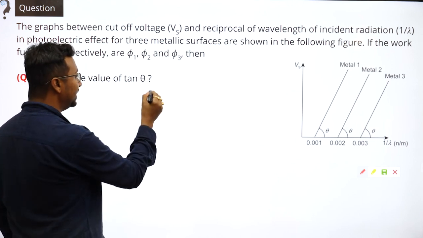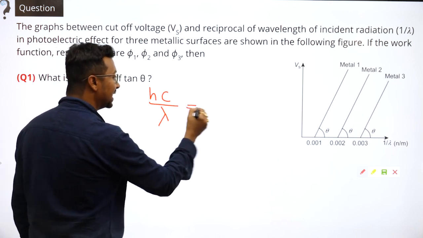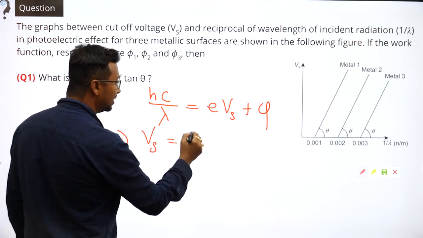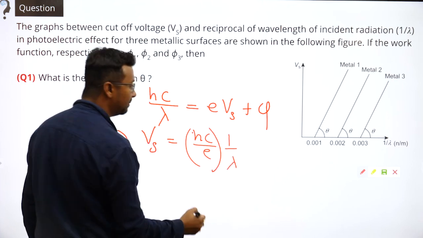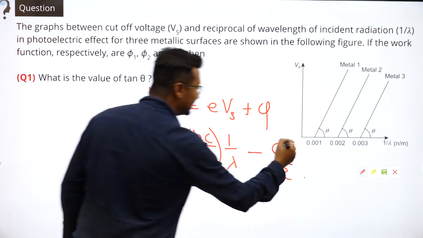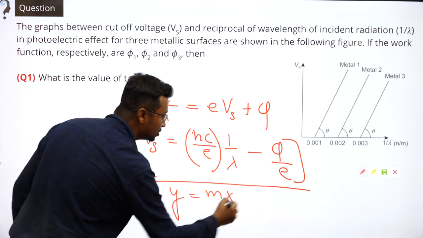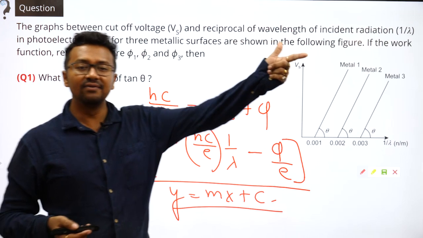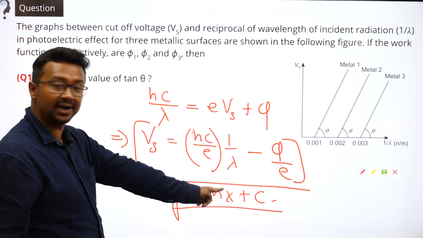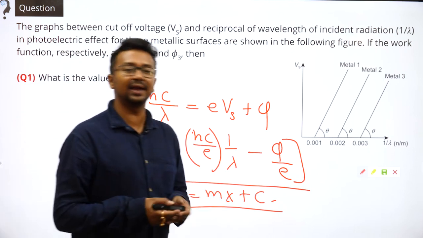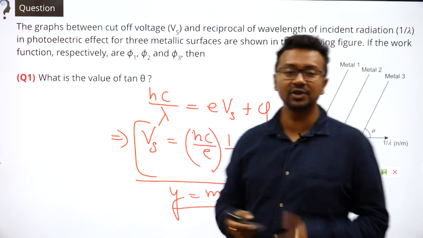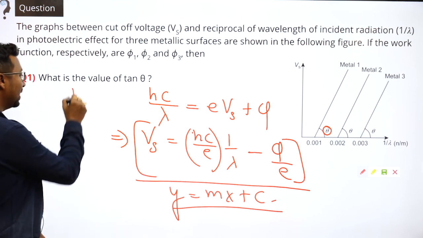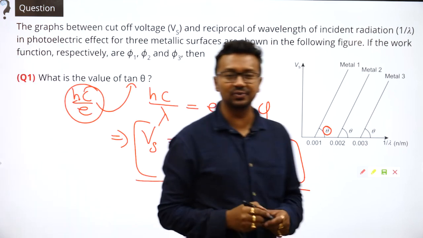So what do we have here? Incident energy can be written as hc by lambda, which equals eVs plus phi. Then Vs can be written as hc by e into 1 divided by lambda minus phi upon e. Look at this equation. This is also of the format y equals mx plus c. Last time it was between Vs and frequency f. I made frequency c by lambda, so that became Vs and 1 divided by lambda. X is 1 divided by lambda, and phi by e is the y-intercept. But what have we been asked? What should be the value of tan theta, what should be the slope? Clear? So m is nothing but hc upon e. So hc upon e is the value of your tan theta. I think everybody understood that.